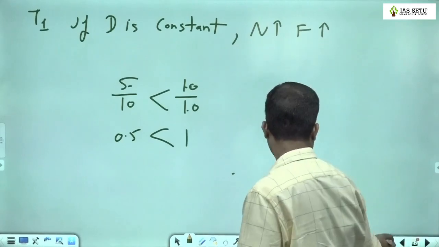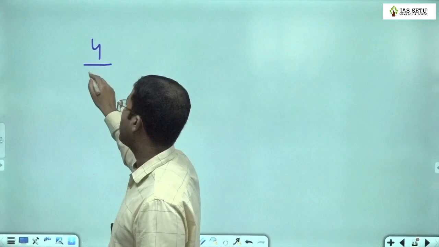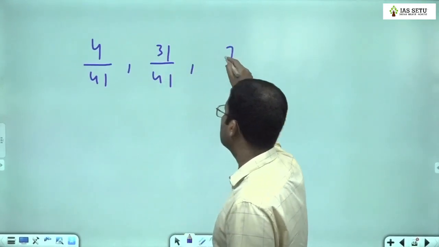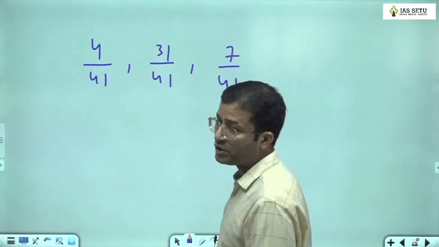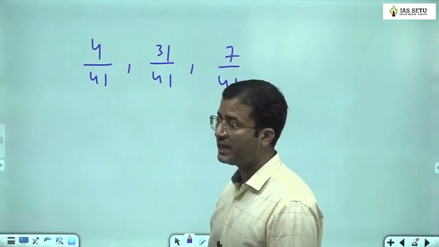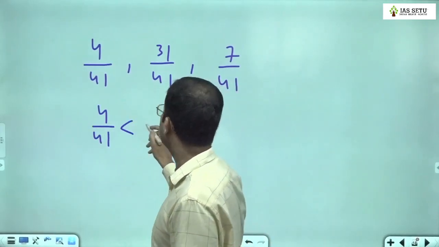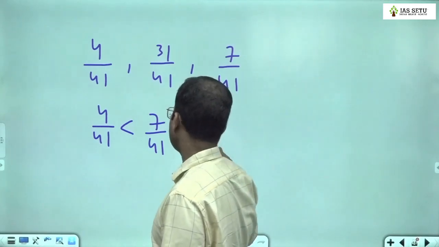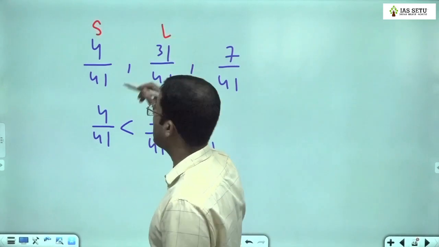Like I take one more example. 4 by 41, 31 by 41, 7 by 41. Since our denominator is constant and we have to arrange these in ascending order, 4 is the smallest. So 4 by 41 is smaller than 7 by 41, smaller than 31 by 41. So we will say this is the smallest and this is the largest.